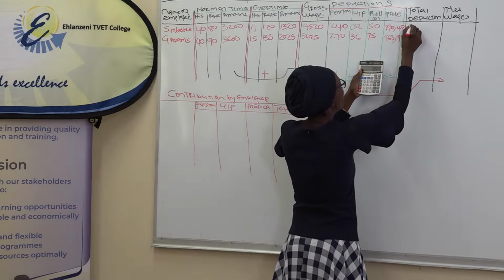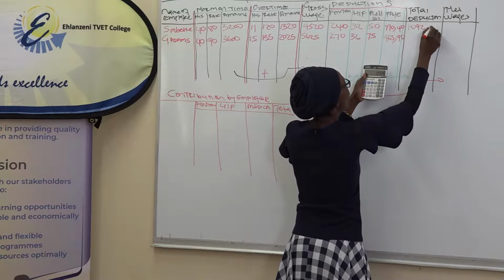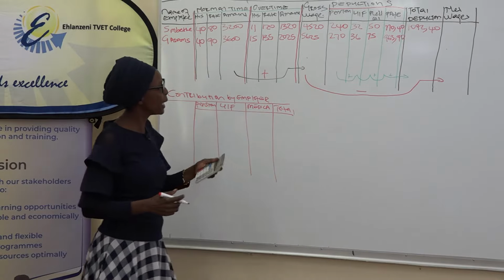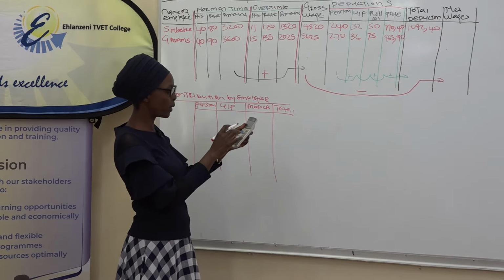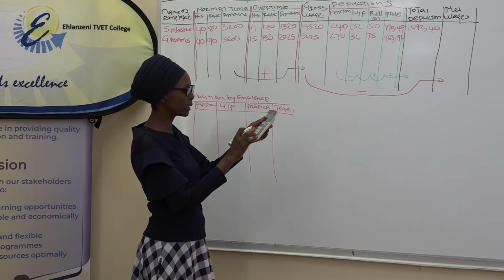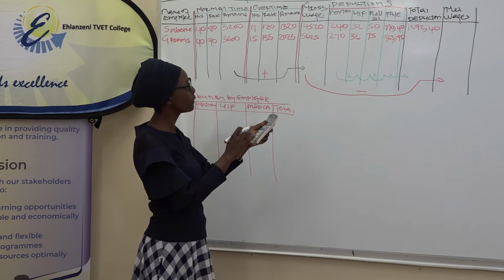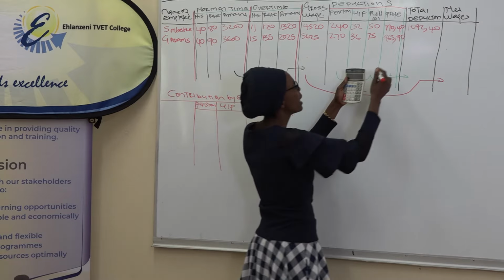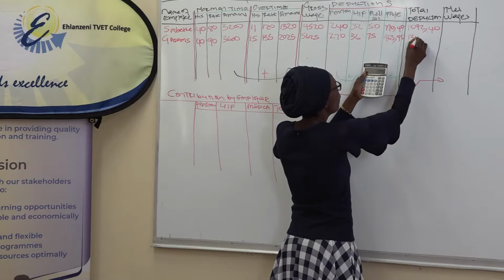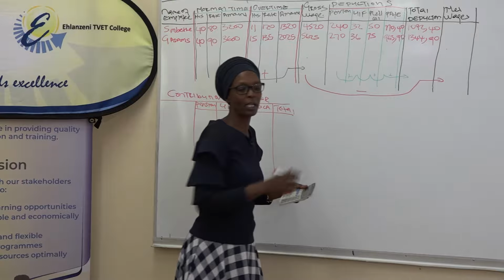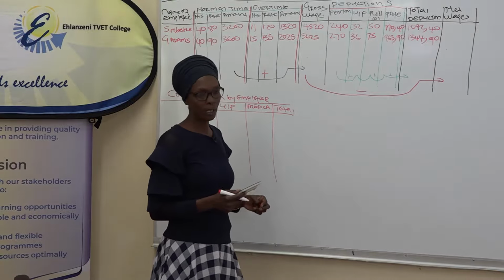It gave us 1092.40. This is the total amount that is deducted for the first employee. For the second employee, our pension fund is 270 plus 36 plus 75 plus... 963.90. Then the total amount that is deducted is 1344.90. This is the total amount that is deducted for that particular employee.